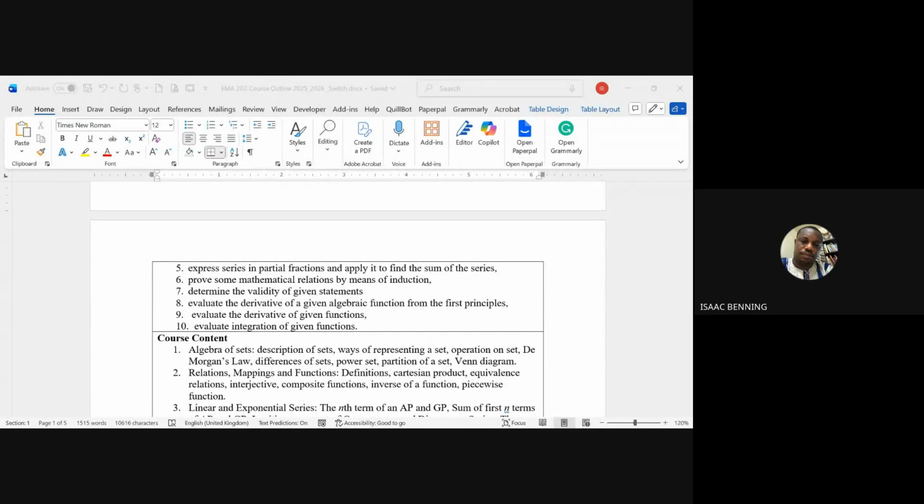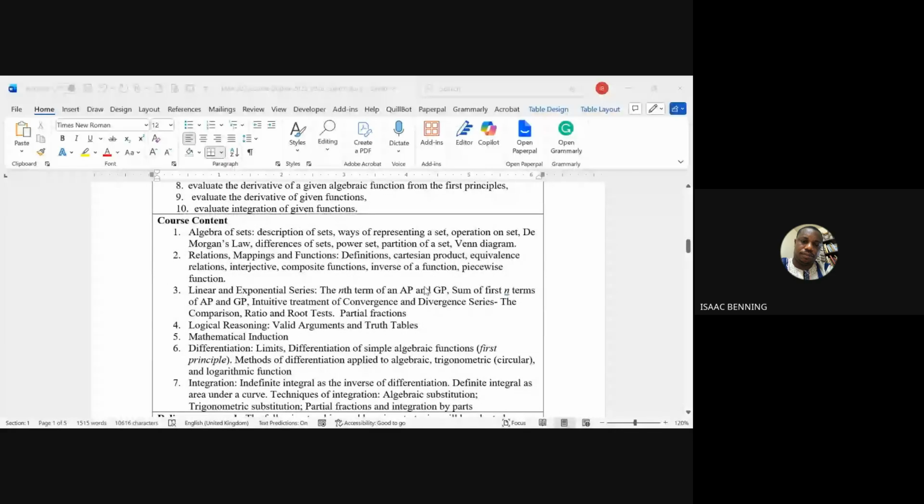Oh, all right. Yeah, so the 9 is to evaluate the derivative of given functions. Then number 10, you should be able to evaluate the integration of given functions. So this is the course content. And by course content, we mean the topics that we will be focusing on.